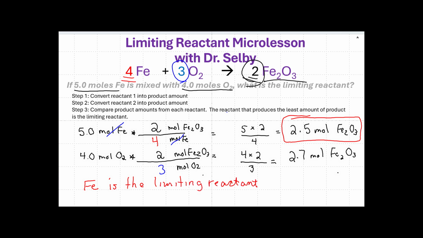Some other things we could say from this problem that wasn't asked is we could say that the oxygen is the excess reactant. And then we could also say that the maximum amount of iron 3 oxide that can be produced when we mix 5 moles of iron with 4 moles of O2 is the 2.5 moles of iron 3 oxide. That is the end of this example.